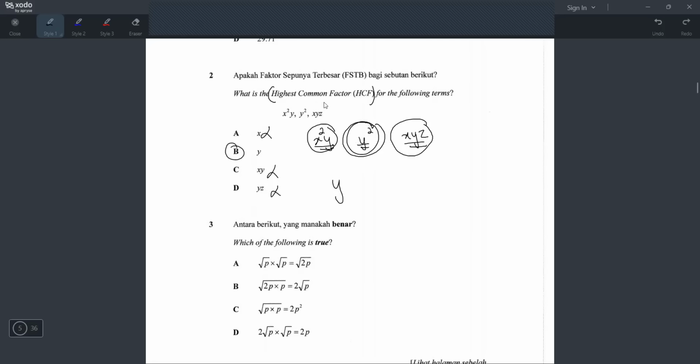Right, so common factor means all three must have it. That's why it's called common, sepunya. It has to be the same in all. This term has to exist in all three expressions and it is the highest common factor. Right, so hopefully you understand what is highest common factor. Factor is like factorize. It means what you can take out from these three terms. So the only thing I can take out from these three expressions is y. Right, so hope you understand.